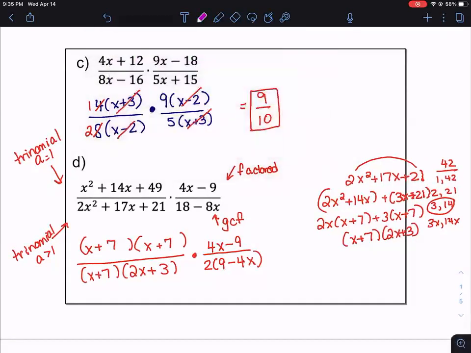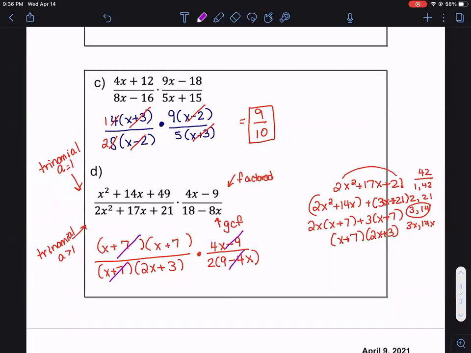I like to go from left to right. So there's an x plus 7 on the top and an x plus 7 on the bottom. There's an x plus 7, but no other one. There's a 2x plus 3, but no other one. And then there's a 4x minus 9 and a 9 minus 4x. That's the a minus b over b minus a scenario. So that will reduce to a -1.